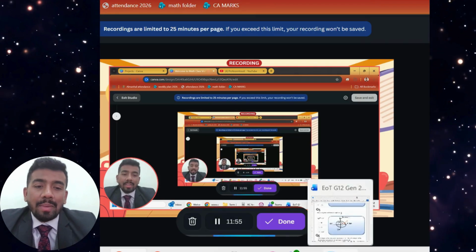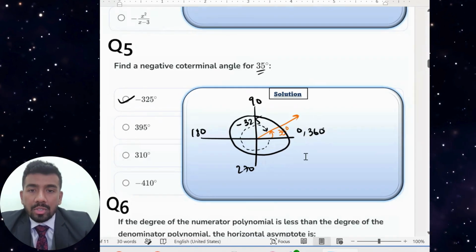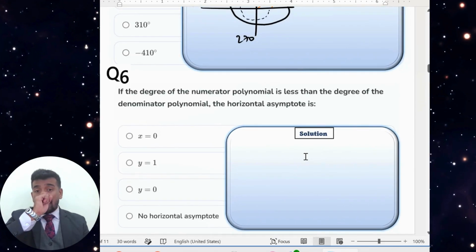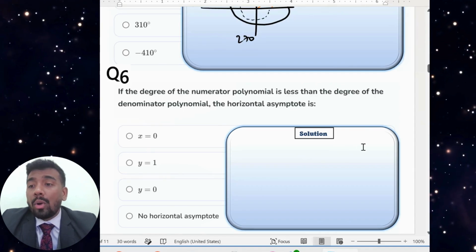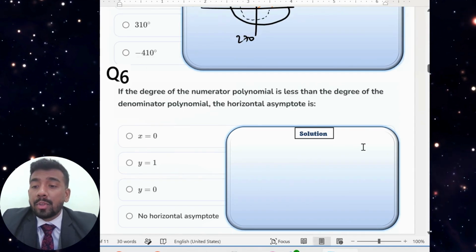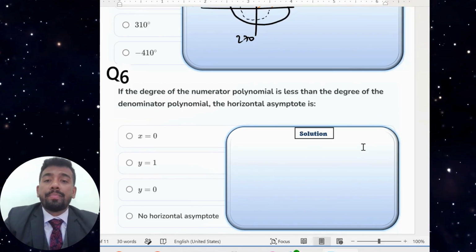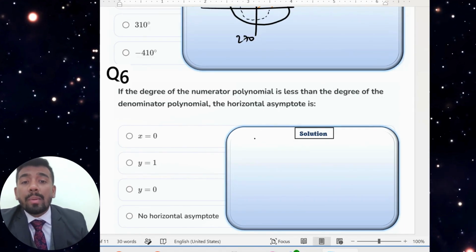Okay, so let's get back to that question. What does this question say? Negative quotient finish. Next, if the degree of the numerator polynomial is less than the degree of the denominator polynomial, what will be the horizontal asymptote? Now, what do you say in that case? Everybody remember, what does the rule say? I want you to remember this rule.